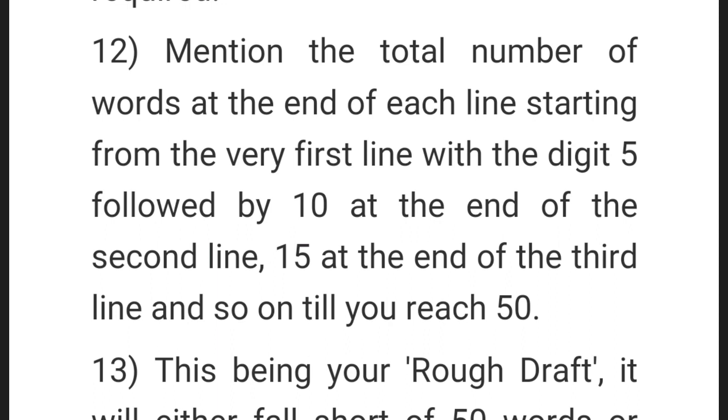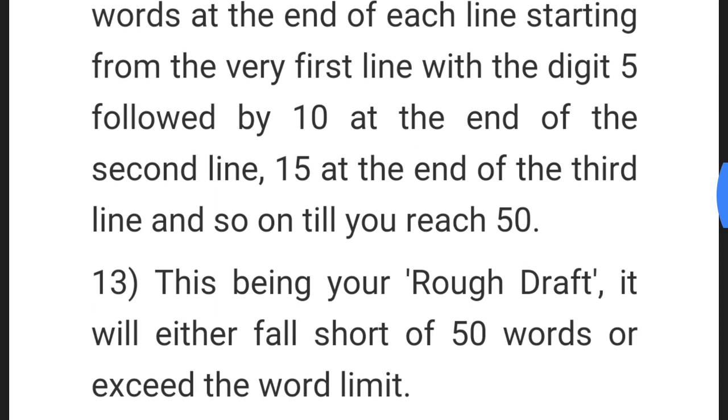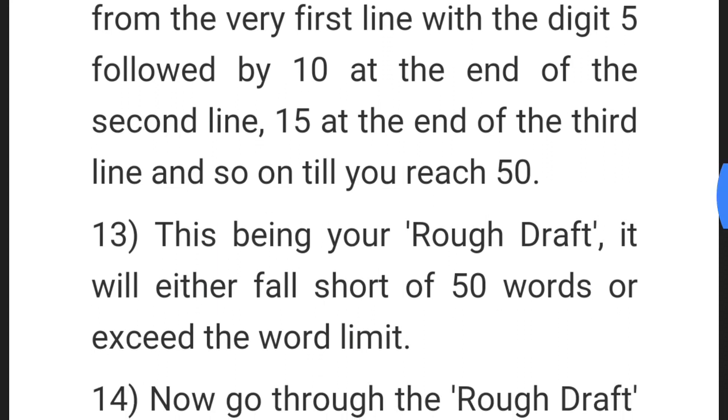So up to 50 you have to write. Beyond 50 is extra, which has to be reduced. So that reduction will be done only after we have finished writing the paragraph. So this being your rough draft, it will either fall short of 50 words or exceed the word limit. That's what I was talking about just now.